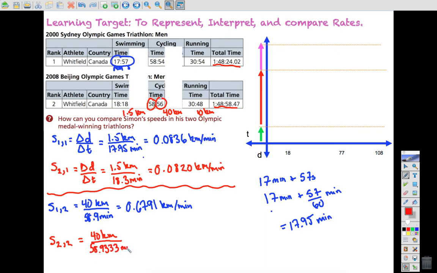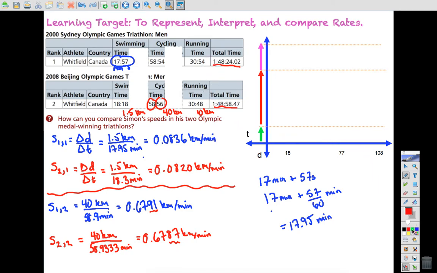58.9333. I'll stop at taking 4 decimals. And now I'll find my unit rate by doing 40 divided by 58.9333. And I get back 0.6787. So that's 0.6787. And so again, if we compare those two unit rates, you'll notice that the 0.6791 is higher than the 0.6787. So he was faster in the first time. Okay, so I think you can see how you could do that for the last leg.